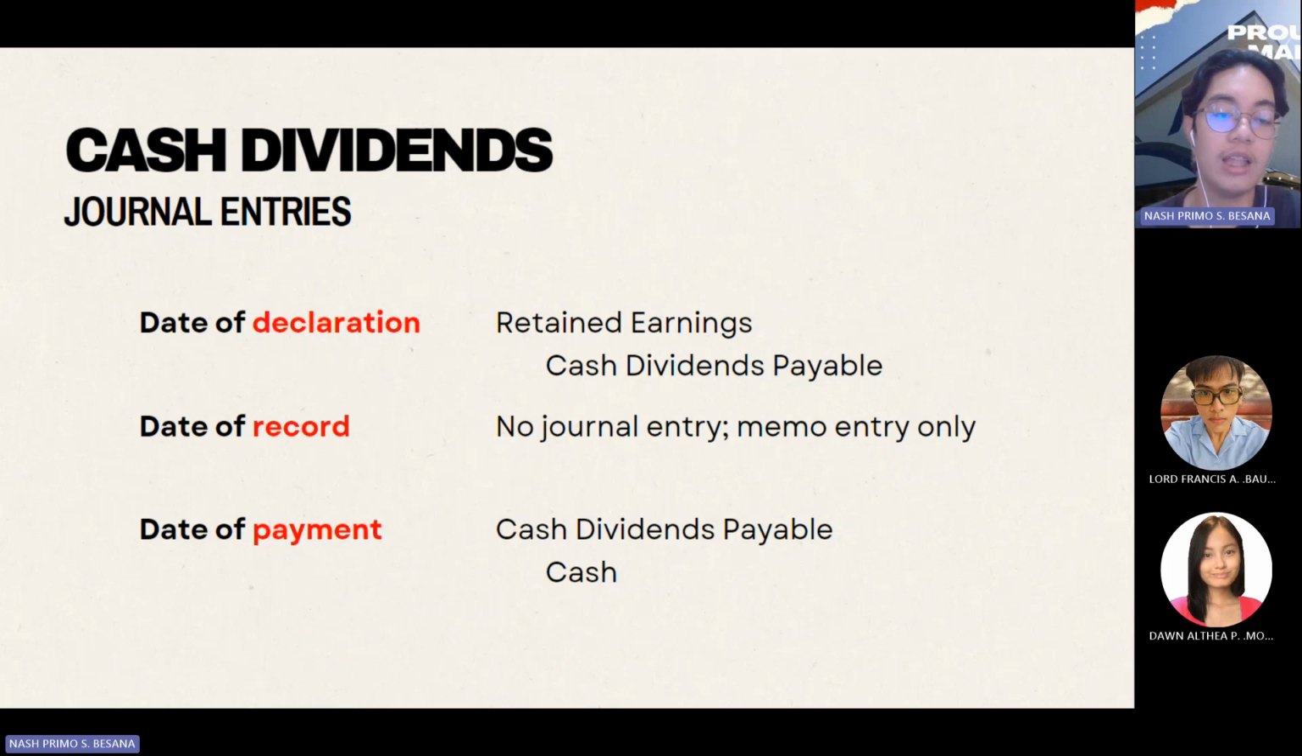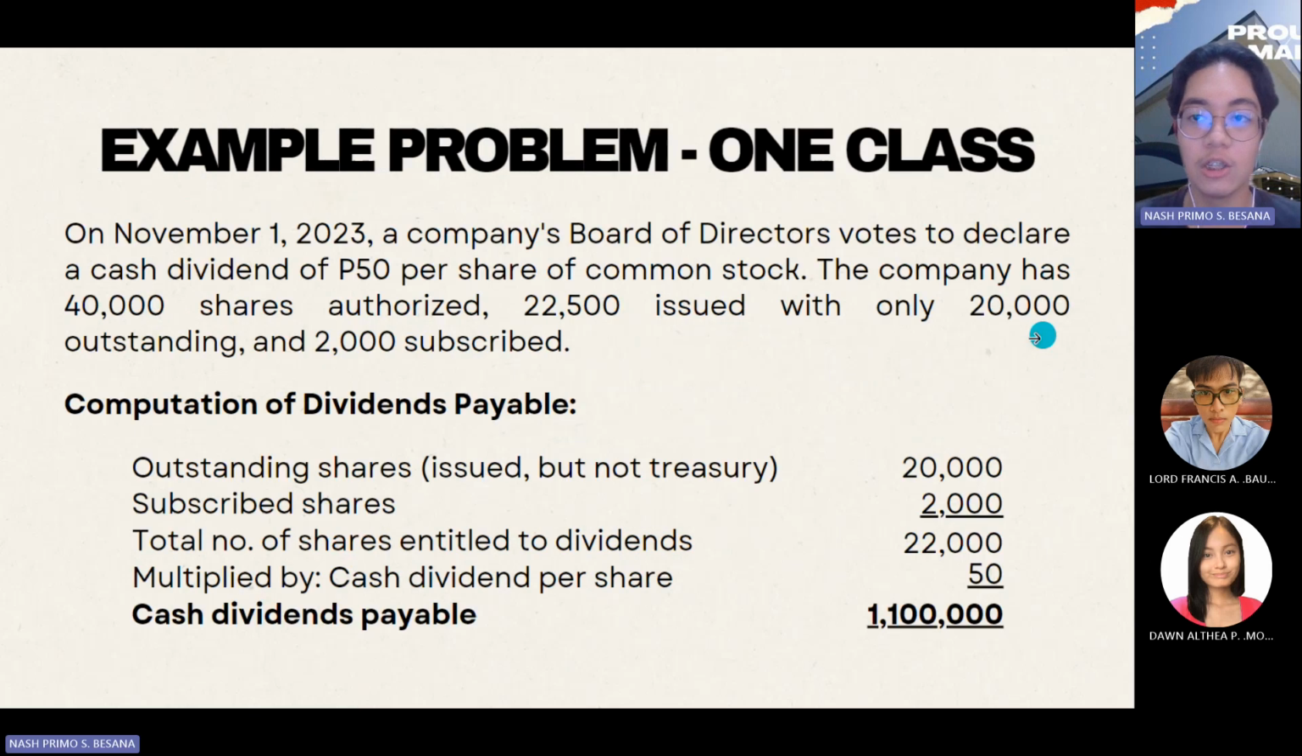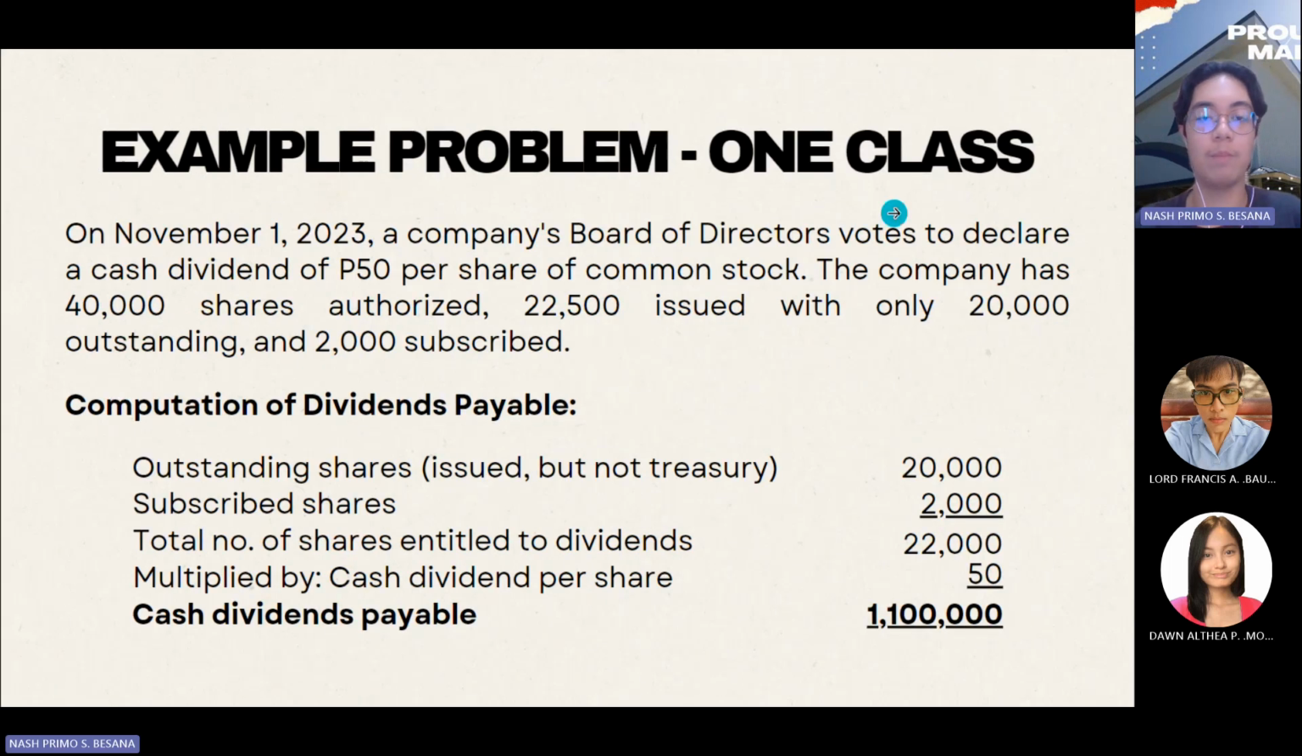Parang ganun lang. And then for the date of payment, settlement of liability, so may journal entry, debit cash dividends payable, since tapos na yung liability, and then credit cash, since nagbigay ka nga ng cash, nawalan ka ng cash, so credit cash. So we have first an example problem. So one class lang muna. So medyo madali pa siya kasi ordinary lang.